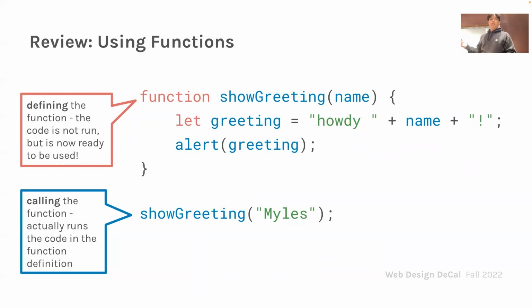This showGreeting function creates a string called howdy name, and then displays it as an alert. And then to call it, we just call the name of the function. You'll need parentheses, and in this case, this function needs us to pass in the variable name, in this case a string. So we have to pass in a value over here, or else we'll get an error.